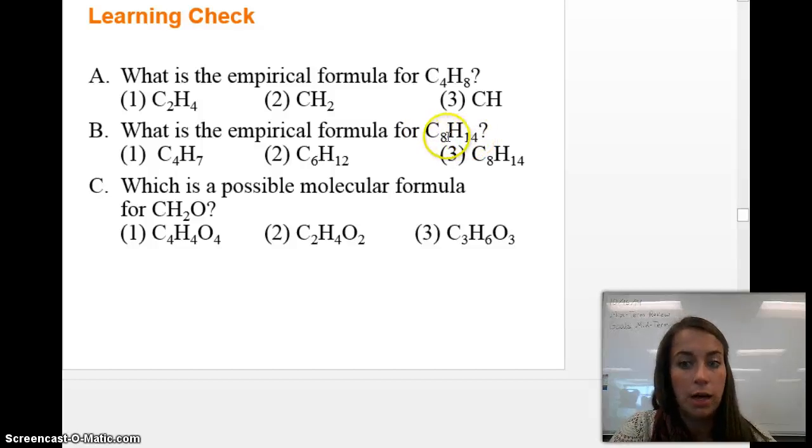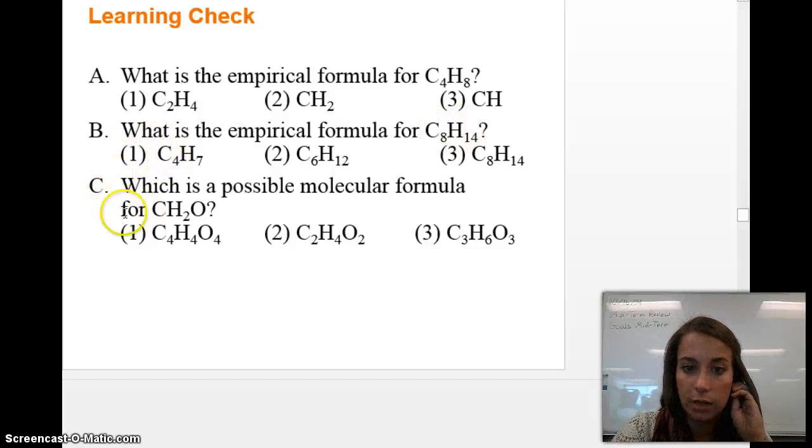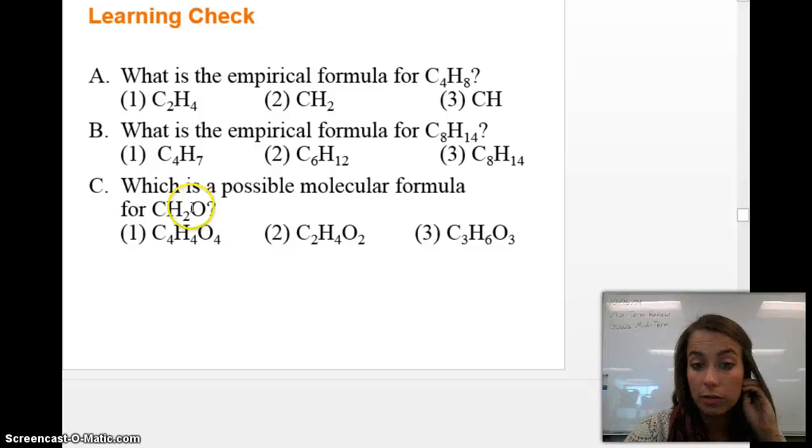You can divide by 2, right? And that would get you 4 and 7. So number 1 is the right answer. And which of the possible molecular formulas for CH2OO? So this one's already in empirical form. What would be its molecular formula?